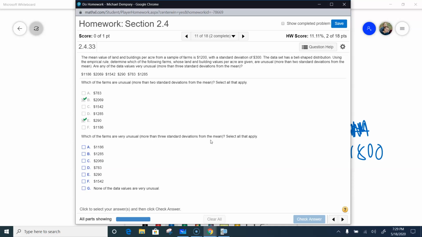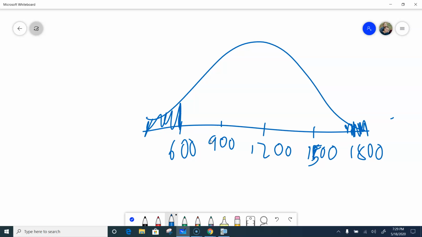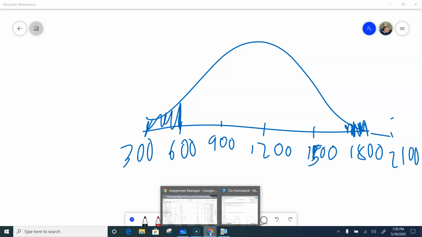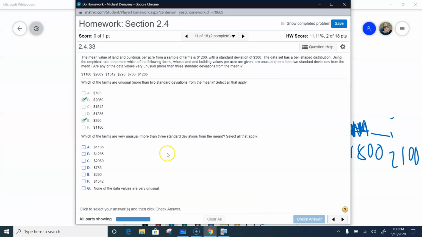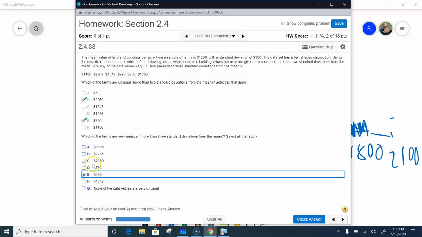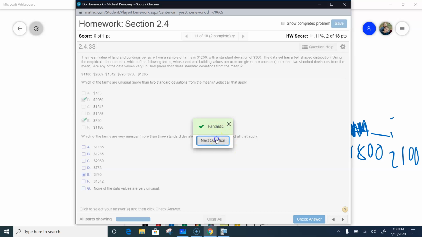Very unusual, more than 3 standard deviations. Well, let's come back and see where 3 standard deviations would be. Well, that would be below 300 now, and then above 2100. Right? So below 300 and above 2100, we're going to say very unusual. So that's below 300. I don't see anything above 2100. So it looks like we're okay there.